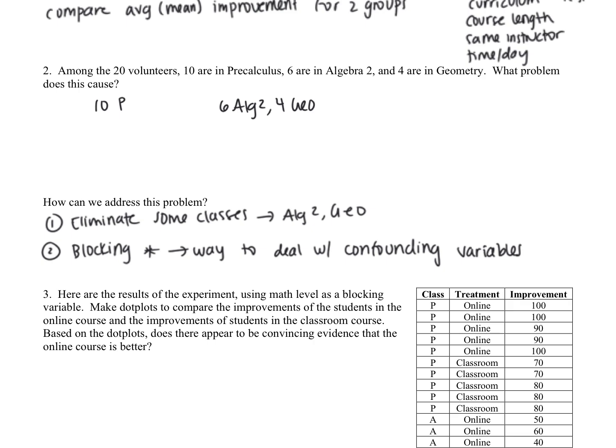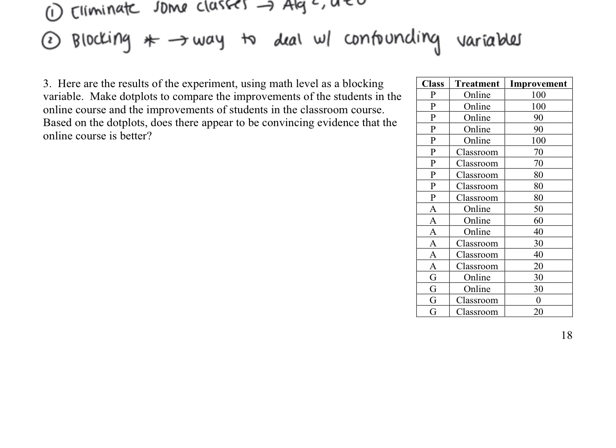Okay, we're not going to do this, but here are all of the 20 students, and it tells you the improvement in their score and what treatment they got. What I was going to have you do is make 2 dot plots for the classroom and for the online. And what you would end up noticing is that they look very similar. So if we looked at all 20 students as a whole, we would say there's probably no difference in the classes.